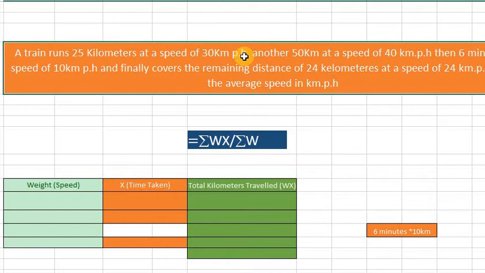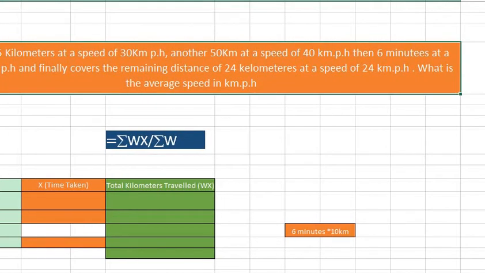So we cannot average this again. We can calculate an average only once, so we cannot calculate it again. So for that reason, here we need to calculate the weighted average for this problem.